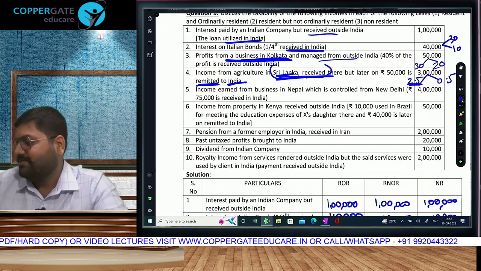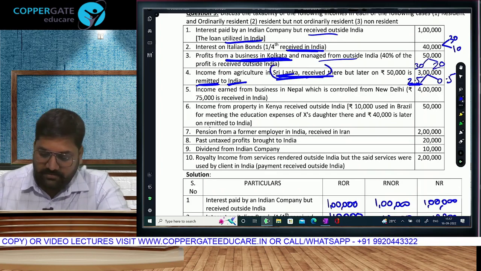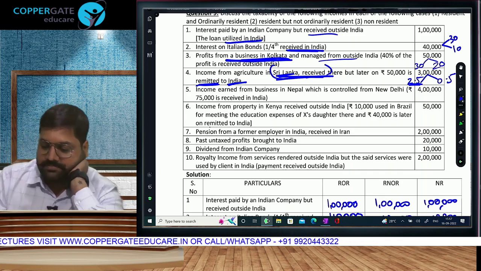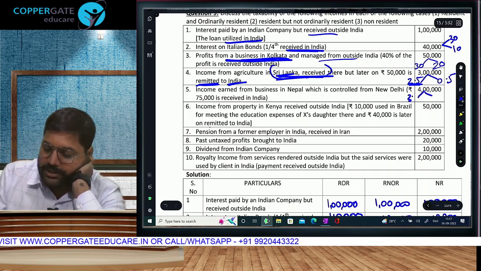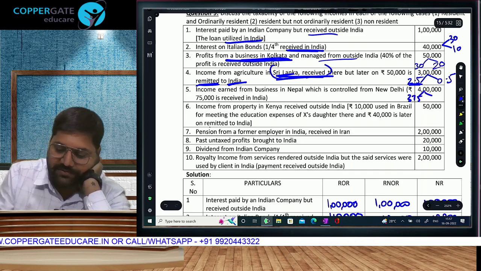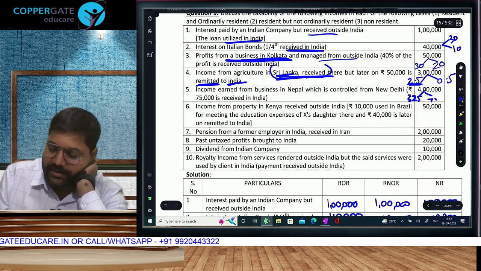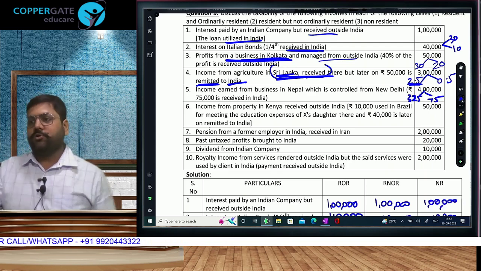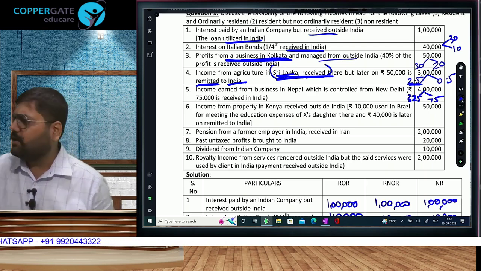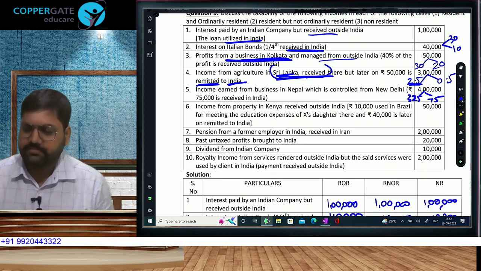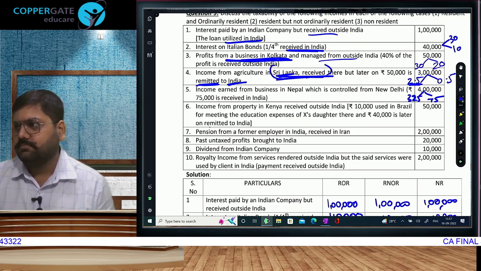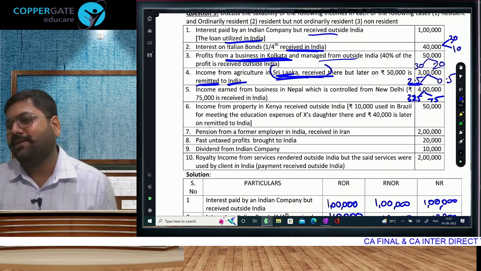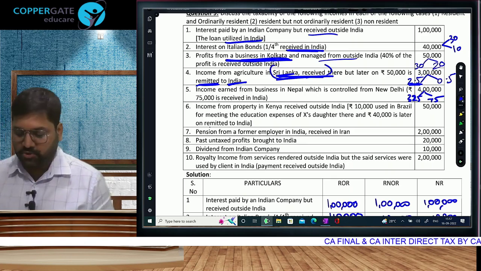Income number 5: income earned from business in Nepal, which is controlled from New Delhi; rupees 75,000 is received in India; total value 4 lakh. Now I am splitting this into 325 and 75, and this time I give you the opportunity of solving this. One by one, let's do it; I'll make it easy. The answer for 75 first. 75 will come for all. Come on, by the way, even if I had not discussed anything for the first column, fine. For the first column, what's your answer?